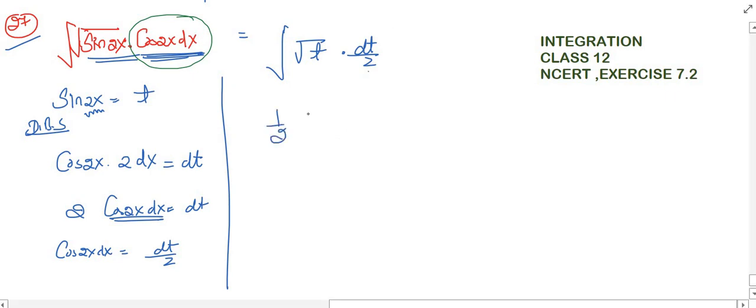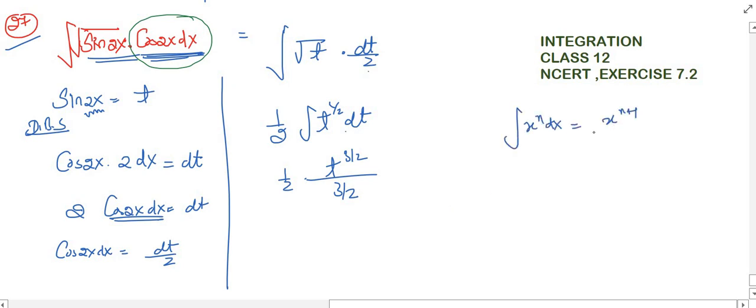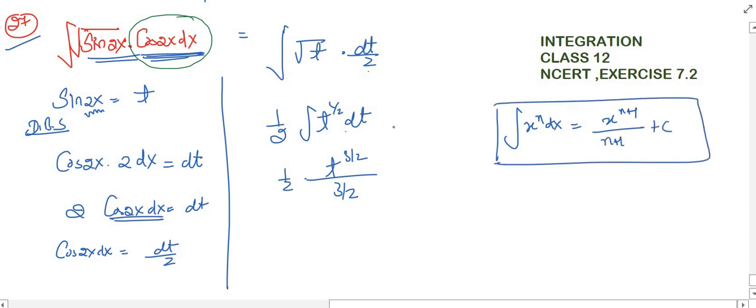Now 1 by 2 is out. T raised to power half dt. Everybody knows integration of this is t to the power 3 by 2 divided by 3 by 2. Correct? I am using this formula: x raised to power n plus 1 by n plus 1 plus c. And what is n here? n is half. That is what I am using here.